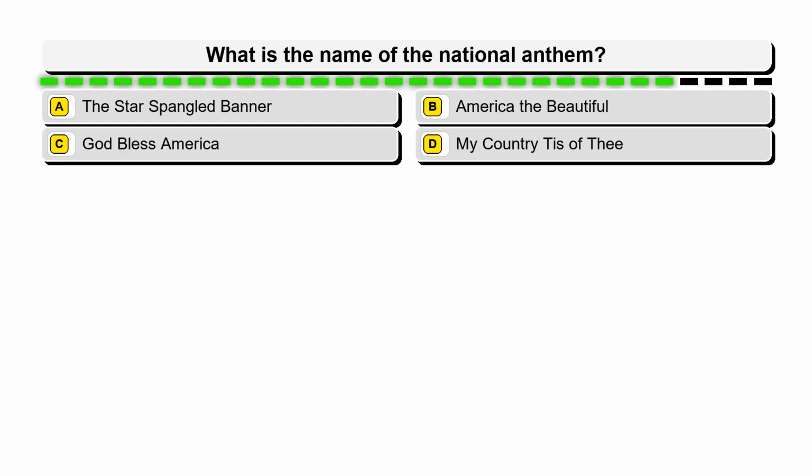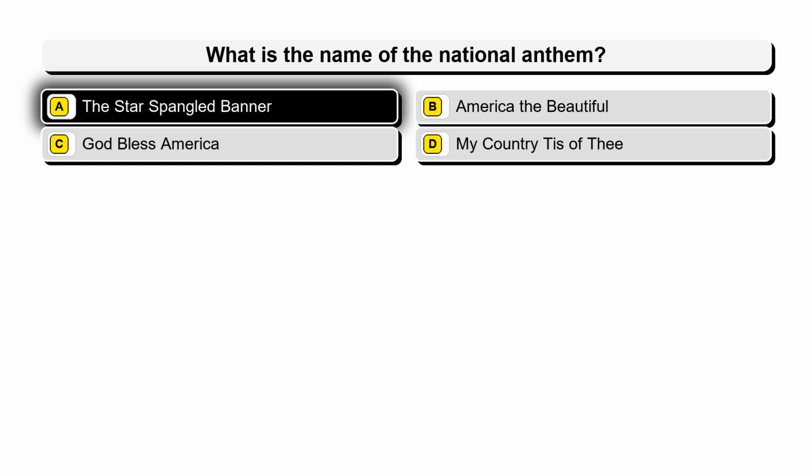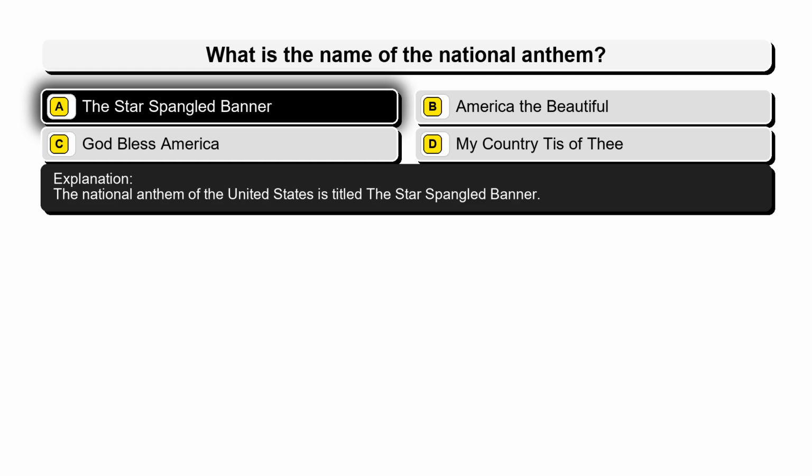Question 102. What is the name of the national anthem? Option A, The Star-Spangled Banner. Option B, America the Beautiful. Option C, God Bless America. Option D, My Country 'Tis of Thee. The correct answer is option A, The Star-Spangled Banner. The national anthem of the United States is titled The Star-Spangled Banner.